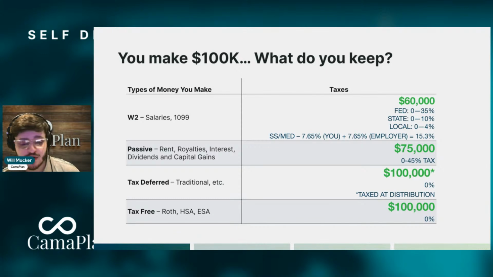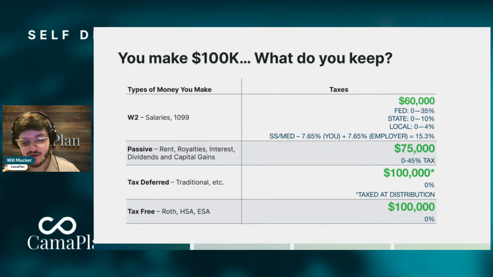Here we have a slide showing $100,000 of earnings through four different avenues of investment. What do you get to keep? So let's say you earn $100,000 with your salary or your W-2 job. With this specific example, you're in about a 40% tax bracket. You're paying federal taxes, state taxes, local taxes, Social Security, Medicare. Your employer is also paying taxes. And this will vary depending on your locality, whether you're in a big city or in the suburbs or wherever you may reside. But in this specific example, you're paying about $40,000 in taxes, or 40%, and only walking away with about $60,000.